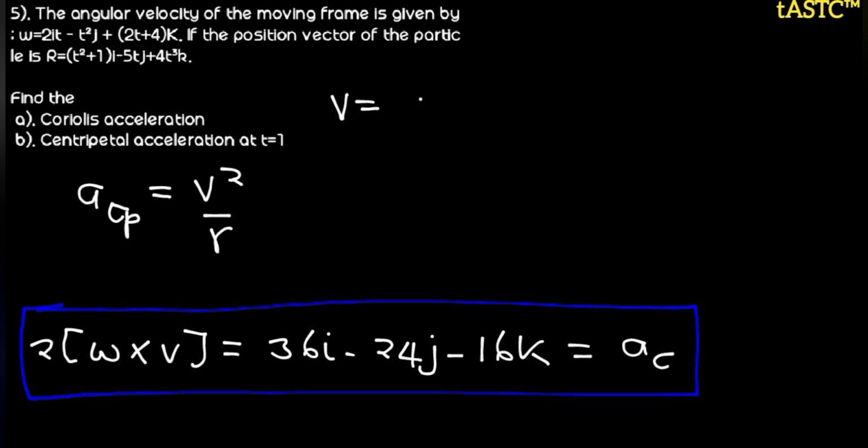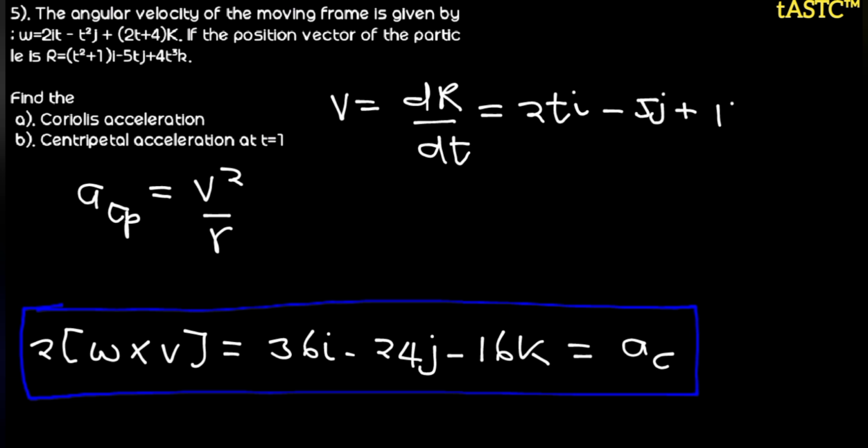Now, we know that v, the velocity vector, is the change in the position vector divided by dt. And what did we find? We actually found 2ti minus 5j, and we have plus 12t squared. Okay, so that is what we had. Now we need to take this and find the magnitude of this.